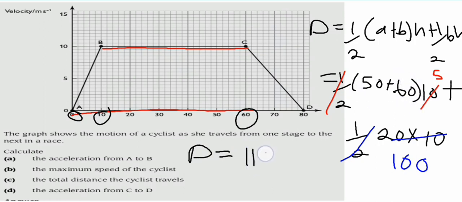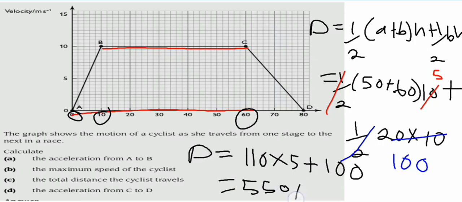So here we can say distance is equal to 110 multiplied by 5, which is this one here, plus the half of 200, which was 100. So plus 100. Now when I multiply 5 by 110, I get 550. Then 550 plus 100 gives 650. So the answer is 650 meters. This is the total distance that the cyclist traveled.